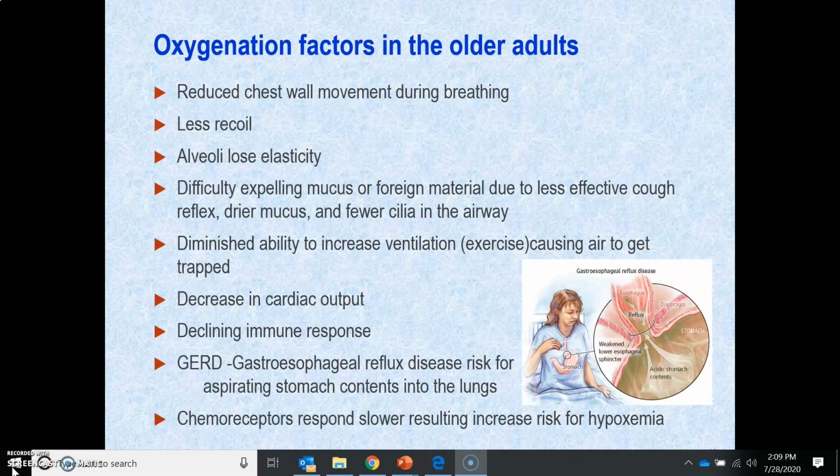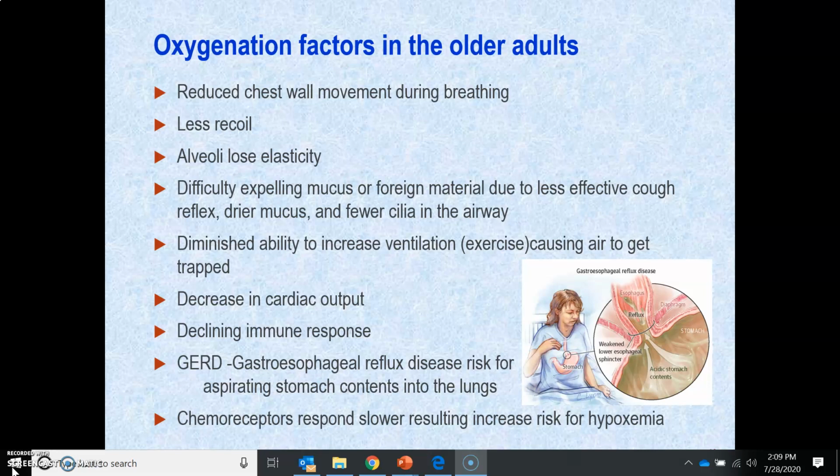It doesn't recoil and expand the way it used to. The alveoli also lose their ability to expand and contract. They may stick together because of lack of surfactant. Because of this, these people have a little bit hard time expelling mucus and foreign material. So their cough is not effective, their reflex is not effective, their mucous membranes may be drier, and they also may lose cilia as time goes on.